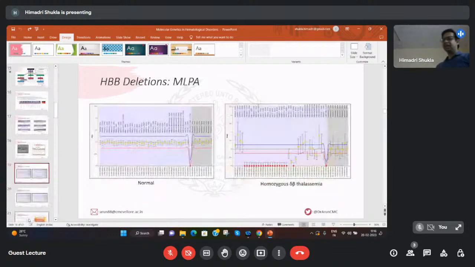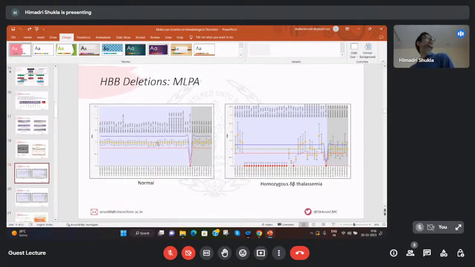So yeah, I'm not going into the techniques and all. Maybe if you're interested, you can read about it. The idea is not to make you experts in the different molecular assays, just to tell you that these are the different assays that are available, and maybe you can get an idea of what is done for what particular diseases. So if there are no point mutations, and if you're looking at deletions, so this is an example.